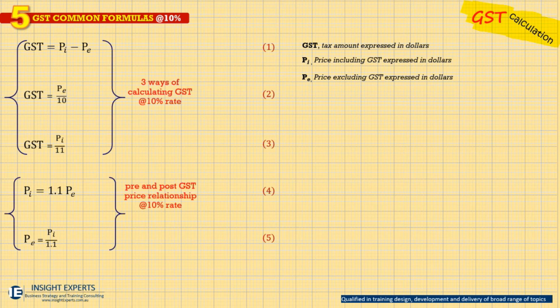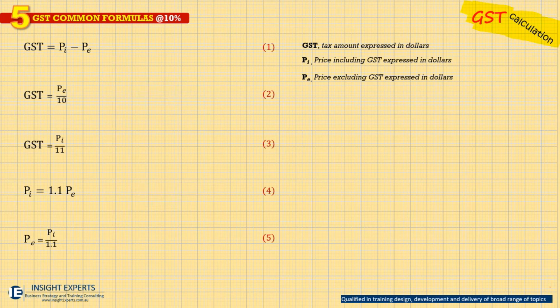Now, the formulas are split into 2 categories. We have category 1, which includes formula 1, 2, and 3, and describes the different ways of calculating the GST. Any of those, equation 1, 2, or 3 would give you the same GST answer. Now, which one to use depends on what you have. Now, the other category consists of equation 4 and 5, and that describes the relationship between the price before and after tax and how to calculate each. Now, let's go through each one by one, starting with equation number 1.